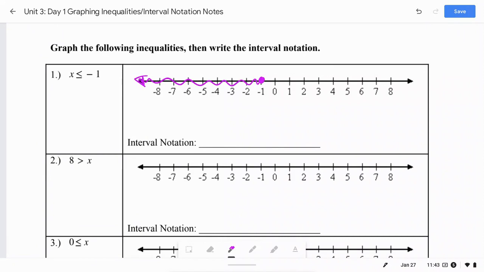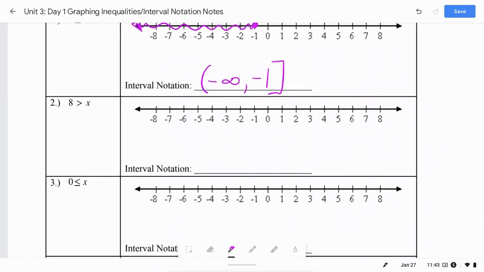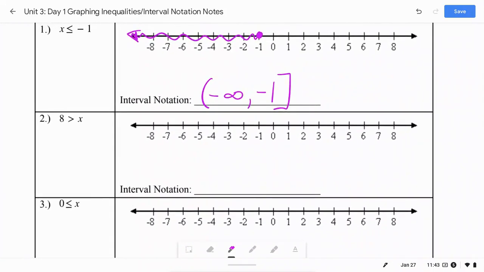So the graph is going forever to the left, so that's towards negative infinity with a parenthesis, and then it's stopping at -1 to the right, and we're going to put a bracket around the -1 since it's a closed circle. In example 2, the issue is x is on the wrong side. So we do need to move x to the left, and when we move it to the left, we need to make sure that we always flip the sign.